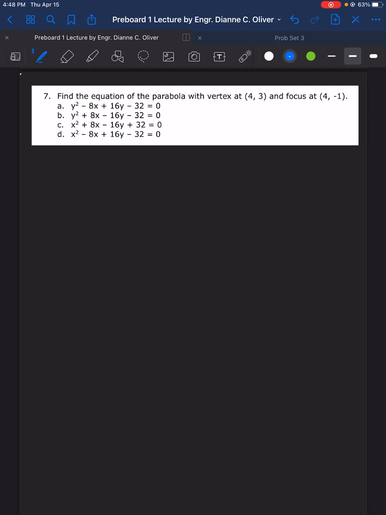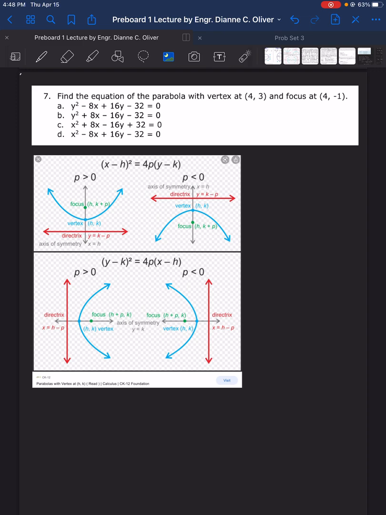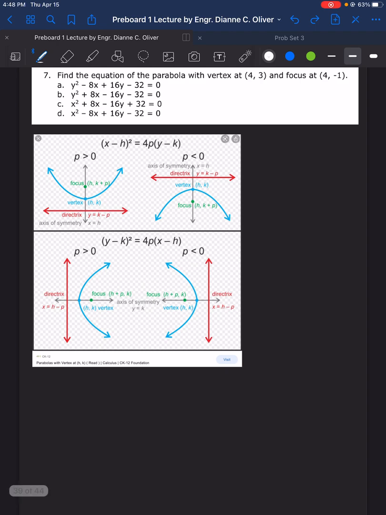So this requires us to know first the position, because there are 4 possible positions for the parabola here. Now let's sketch first the given vertex and focus. Remember that we cannot just jump into a formula, because we need to see first which one fits the equation. So we have the vertex at (4, 3).